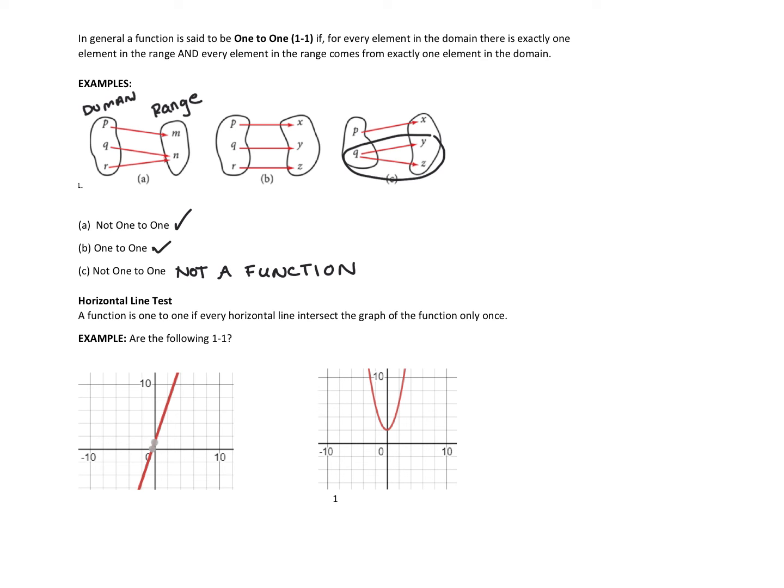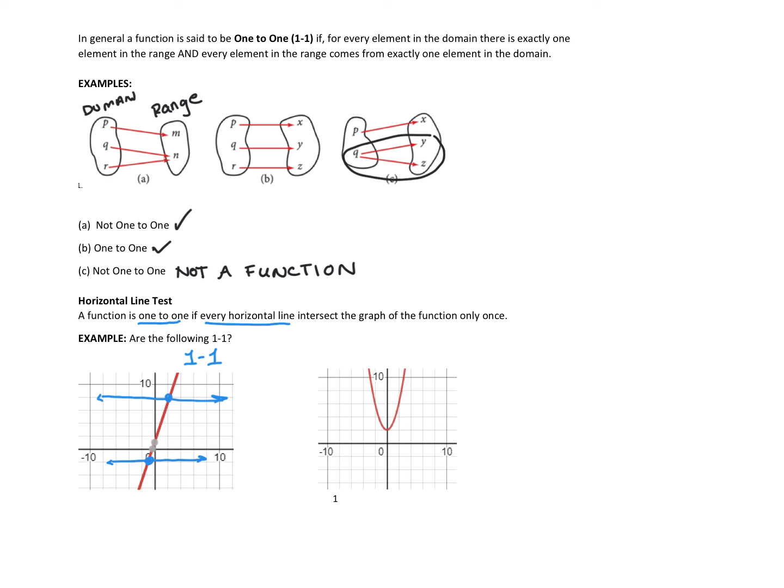So we can look at a set of ordered pairs, or we can look at pictures such as this to decide, but we can also decide if a function is one-to-one if we're given the graph of that function. So a function is one-to-one if every horizontal line intersects the function only once. So for this first example, it would not matter where I drew this horizontal line. I would only cross the function once. So this one is one-to-one.